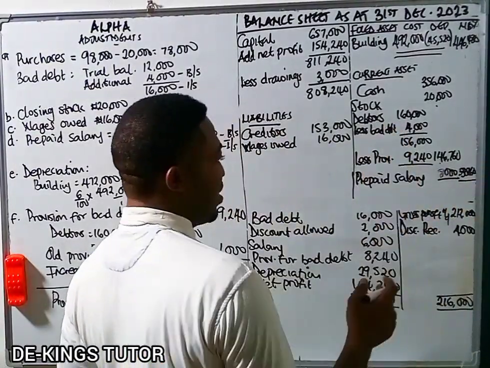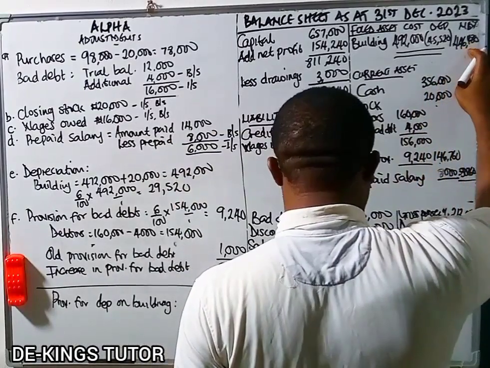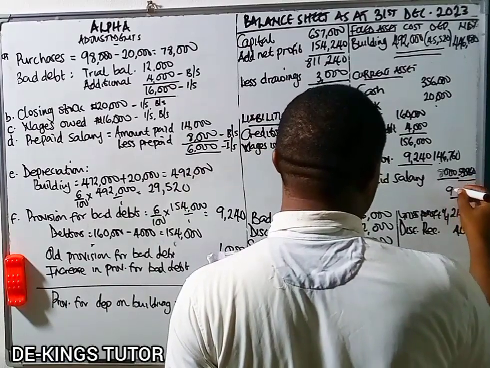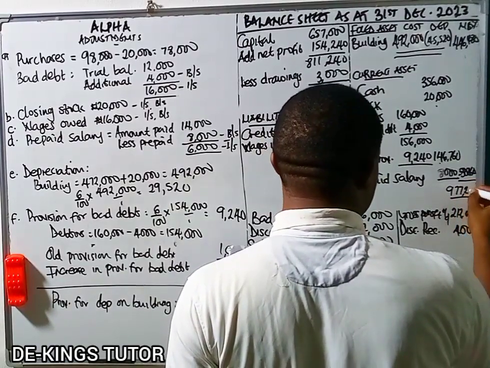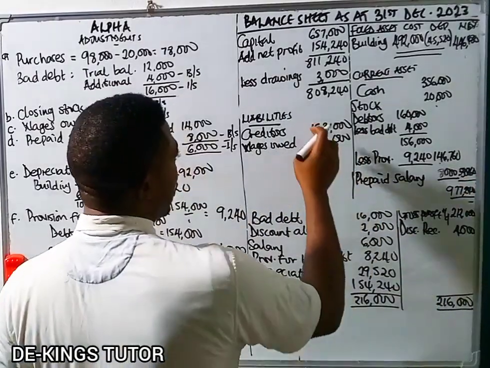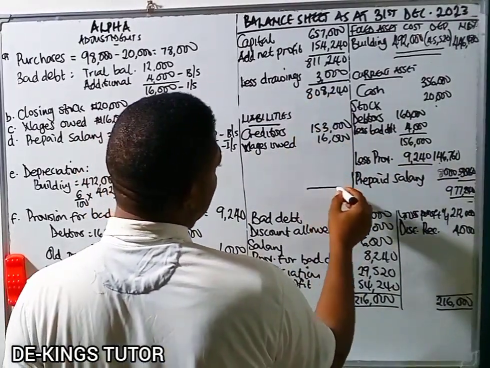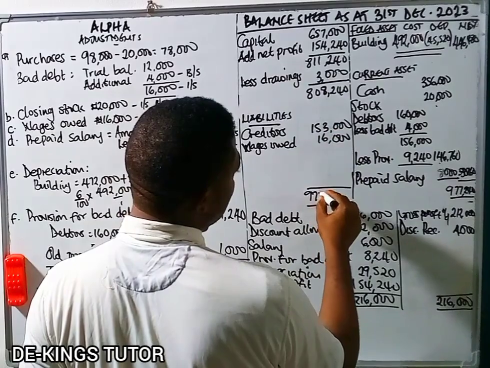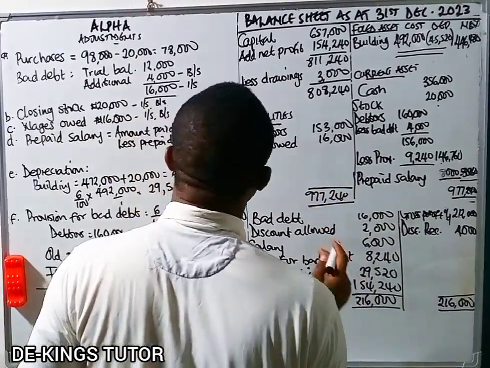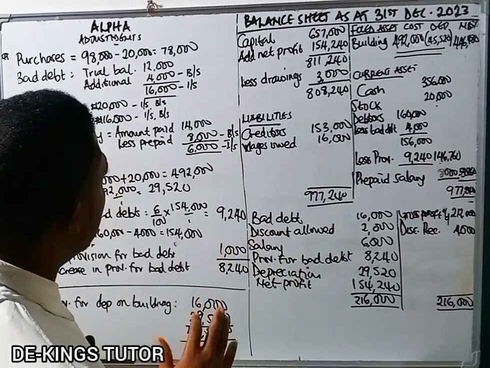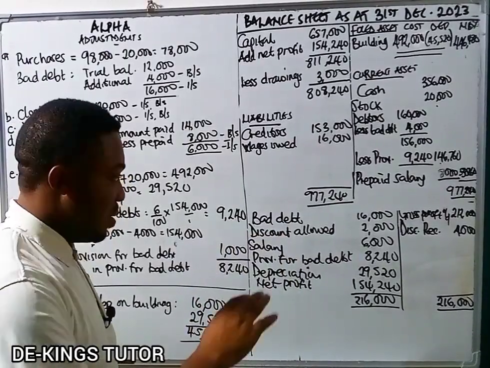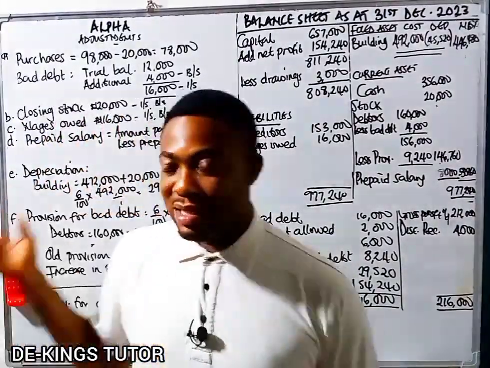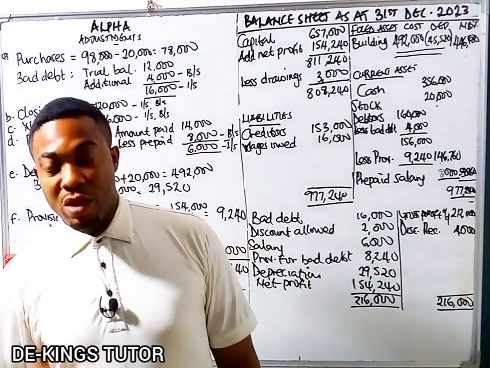So if we now add 446,480 plus 530,760, the final value will be 977,240. If we also add 808,240 plus 153,000 plus 16,000, it will give us 977,240. So it balanced automatically, which means what we did is correct. So that is the statement of financial position and the statement of comprehensive income for the question.